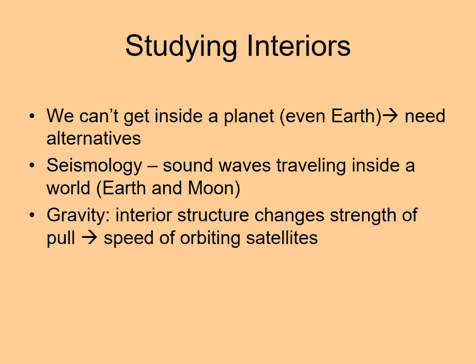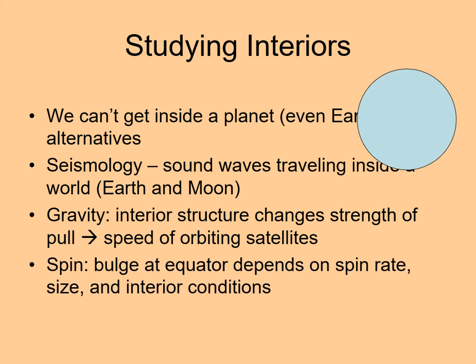We can also use gravity to study the interior of a planet. The irregularities in a planet's interior show up in the strength of its gravity at different locations. Since an orbiting spacecraft is pulled by this gravity, we can use the motions of the spacecraft in orbit to map out the planet's gravity field, and hence get a picture of its interior structure.